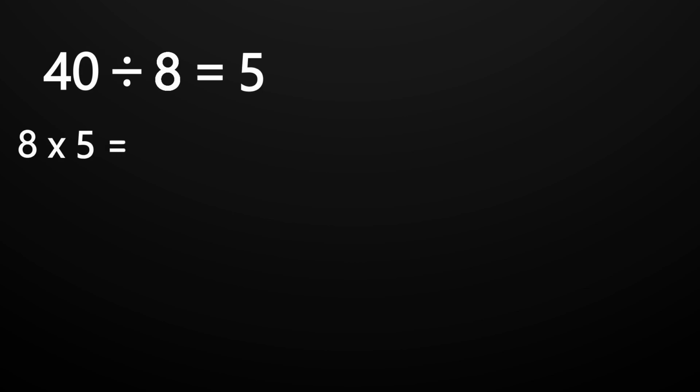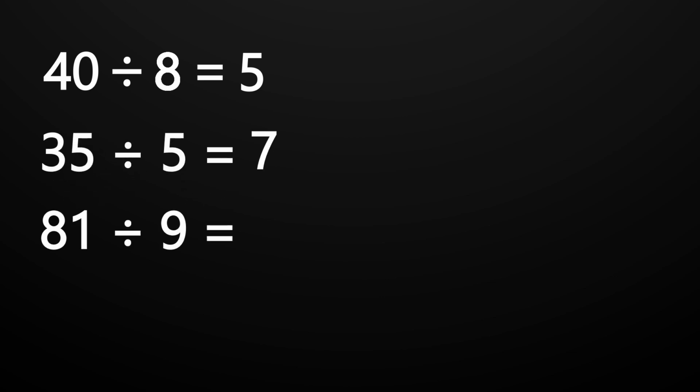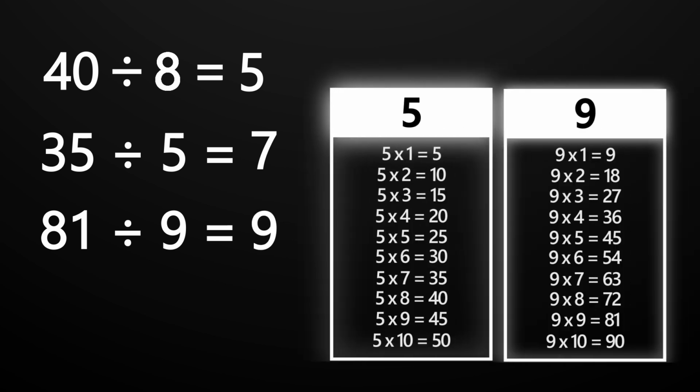Let's warm up with a few quick examples. What's 40 divided by 8? That's 5, because 8 times 5 gives 40. Now, how about 35 divided by 5? That's 7. And 81 divided by 9? That's 9. If you know your times tables, you can simply find the missing number that completes the multiplication. The division answer is just the number that was multiplied to get the result.